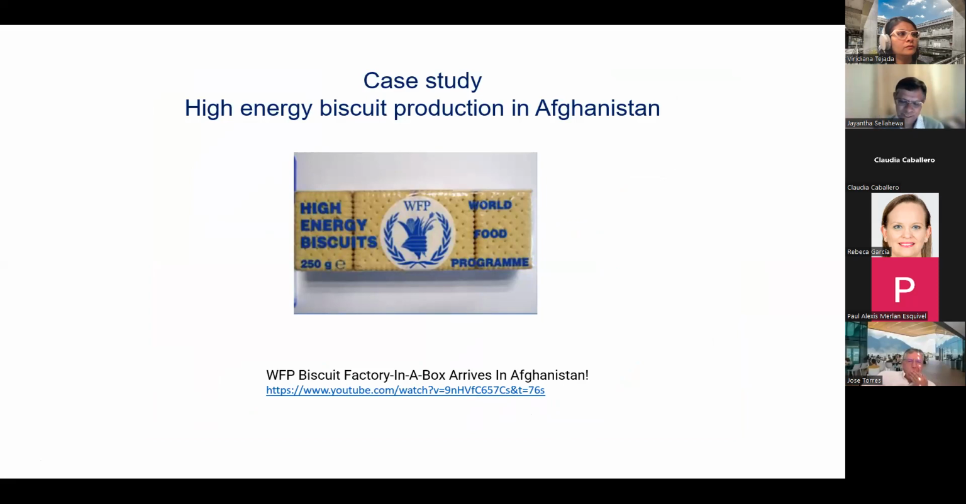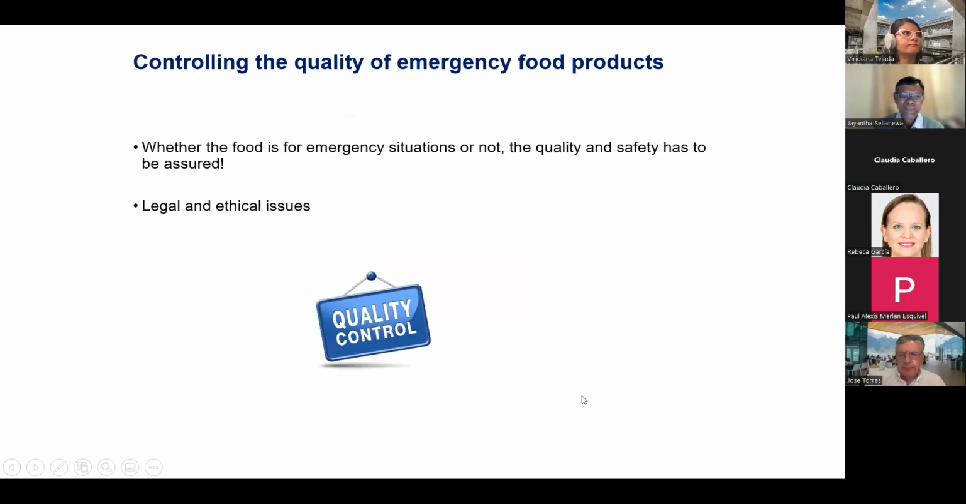So this processing facility was fabricated in Italy, air freighted, I think to Pakistan, and then by land it was taken to Afghanistan. And the interesting thing is they used this facility not only to feed school children, but also they were able to sell the product and generate revenue and create employment and so on. A very good success story.